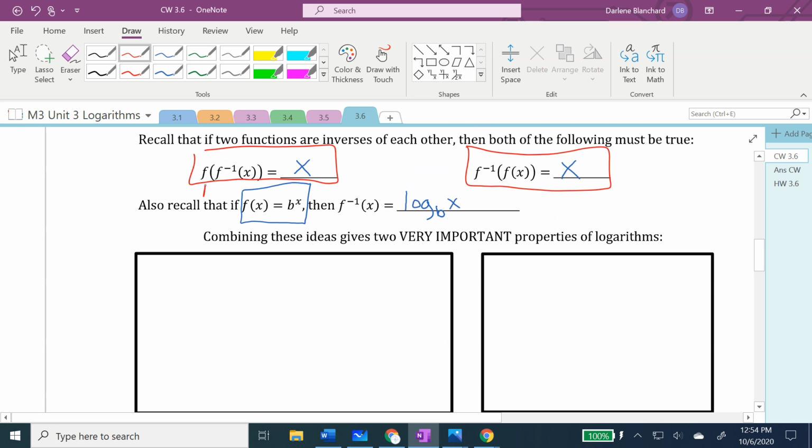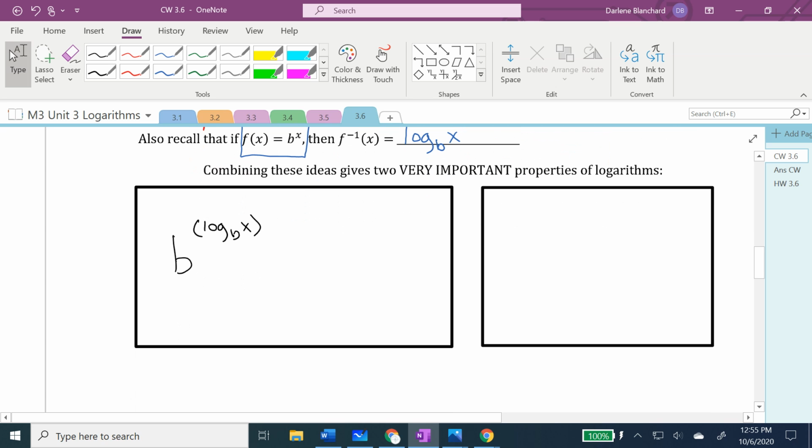If I look at it this way, then it is the function b to the power of x, but instead of having an x, I'm putting in the inverse function, which is log base b of x. I don't need the parentheses, but I put it there to emphasize that it was replacing the x variable.